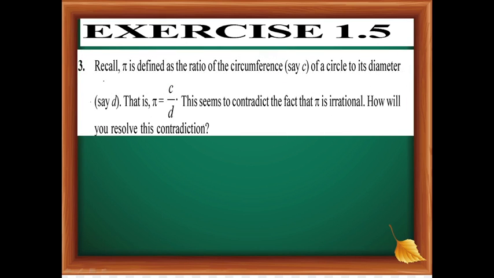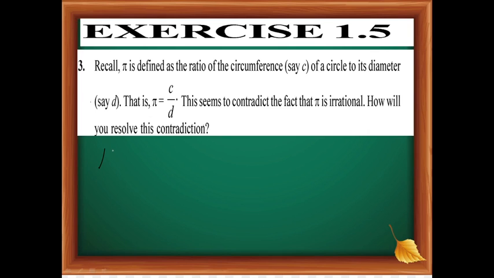Okay. So, the third is a little lengthy question. That is, pi is defined as the ratio of the circumference, say C of a circle, to its diameter, say D. Circumference is C and diameter is D. That is, pi is equal to C by D. This seems to contradict the fact that pi is irrational. How will you resolve this contradiction?